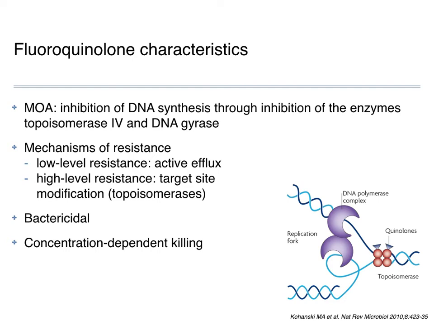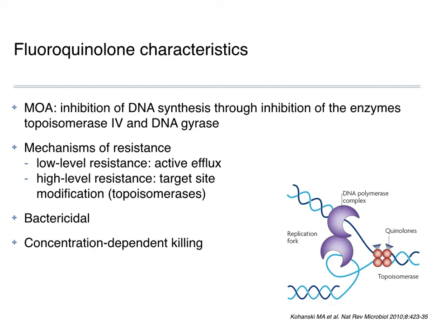So mechanism of action, these inhibit topoisomerase enzymes. Topoisomerase 4 and DNA gyrase are topoisomerase enzymes involved with DNA synthesis, things like the supercoiling and relieving of the supercoiling of the DNA strands during that synthesis and replication process. So in the end result, bacteria can't synthesize DNA and so can't survive.